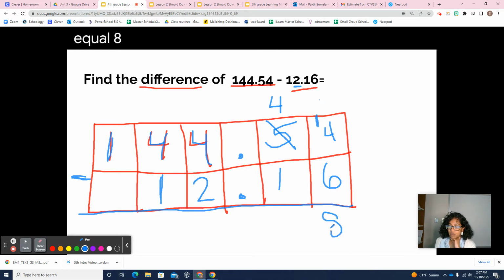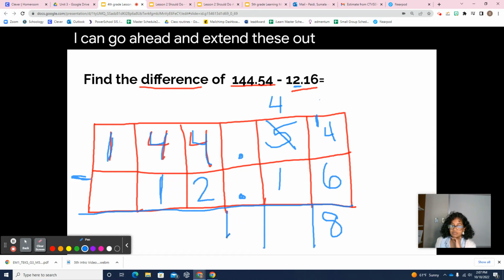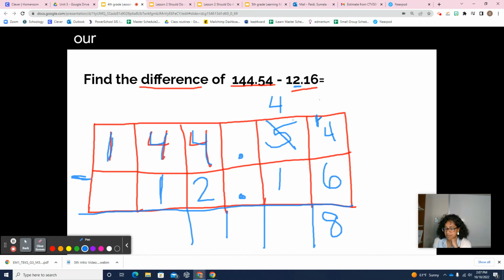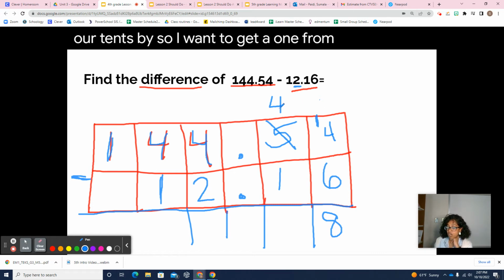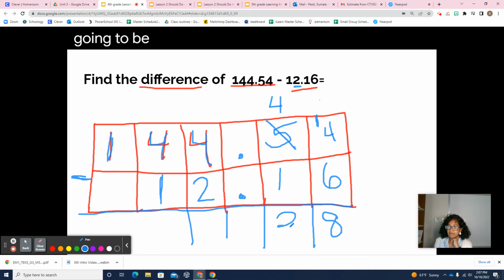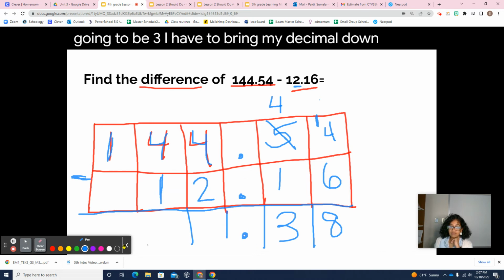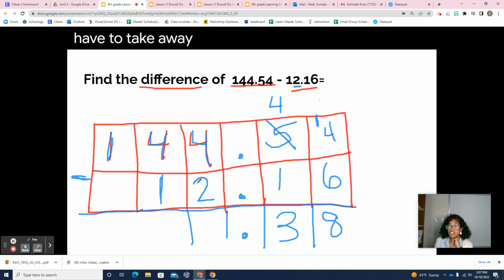equal 8. I want to make sure we line everything up. I'm actually going to go ahead and extend these out. Okay, now let's go to our tenths place. So I want to take a 1 from 4. That is going to be 3. I have to bring my decimal down. Now I have to take away 2 from 4, which leaves me with 2.